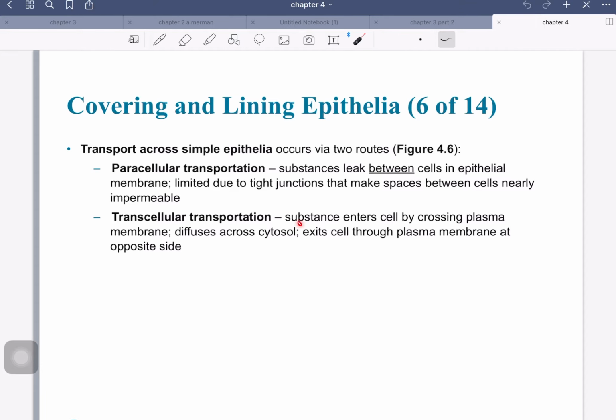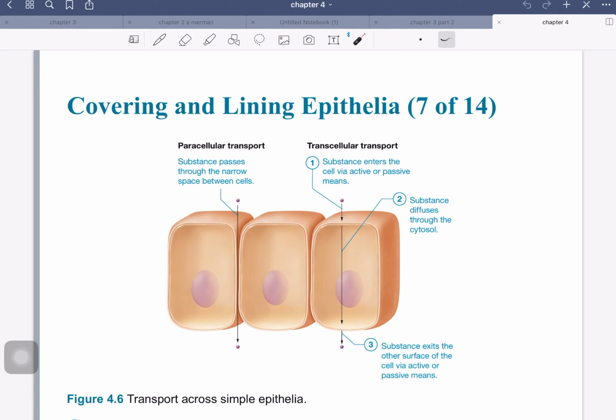And in this case, you have to cross the plasma membrane at one side. You have to work your way across the cytosol, diffuse across cytosol, and exit the cell, the plasma membrane, at the opposite side. So here's just a graphical representation. Paracellular means that you're small enough you can actually work your way through there. Whereas transcellular, once again, you have to get through a cell membrane, work your way across the cell to the other side, and come out the other side.